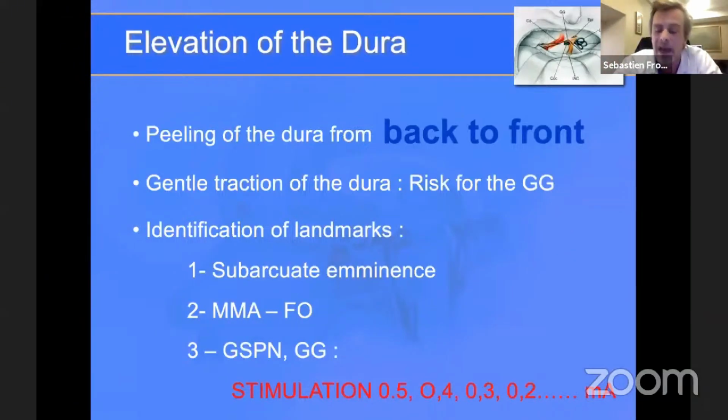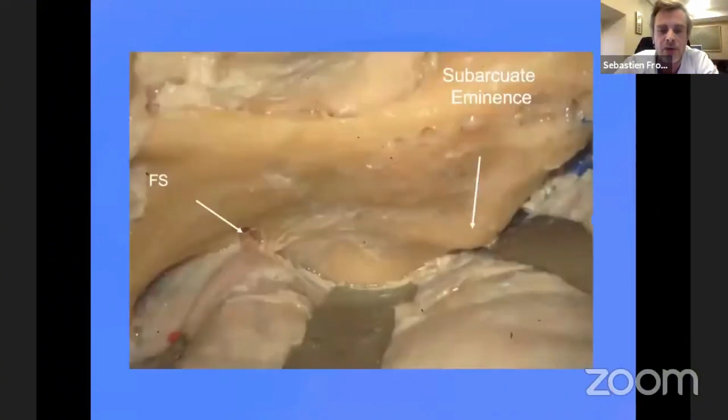find the GSPN. How to find the GSPN on the geniculate? Stimulation is mandatory. You need to stimulate at quite high power at the beginning, and the closer you get to the GSPN, you lower the stimulation to find the threshold. This is the landmark, arcuate eminence here, foramen spinosum with the middle meningeal.